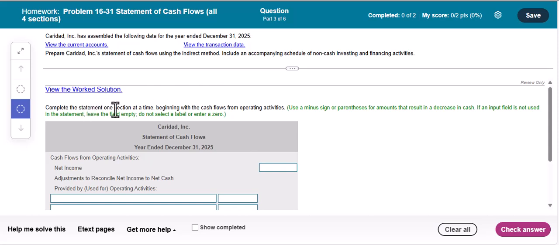So complete the statement one section at a time. Begin with the cash flows from operating activities. Use a minus sign or parentheses for amounts that result in a decrease in cash. If an input field is not used in the statement, leave the field empty. Do not select a label or enter a 0.